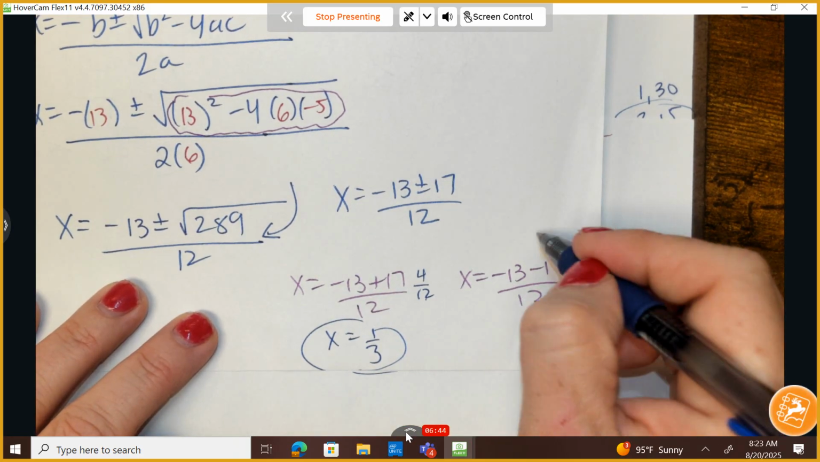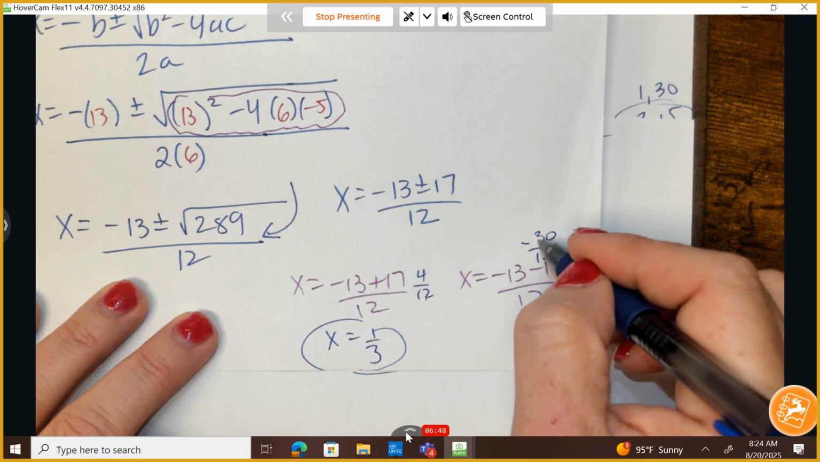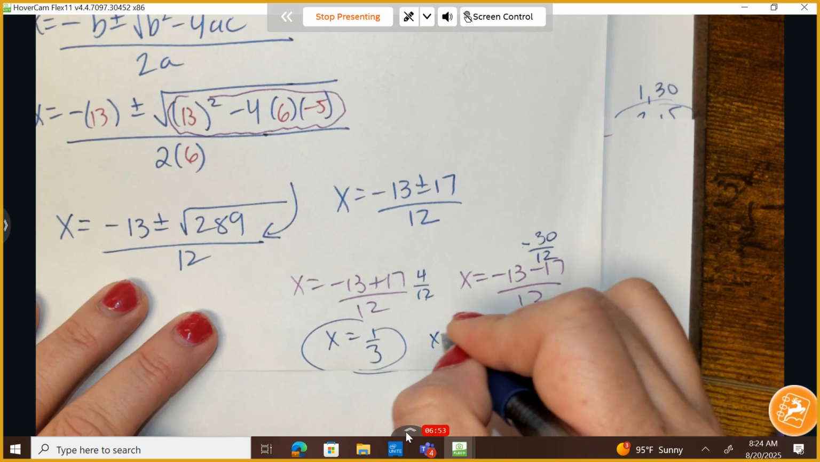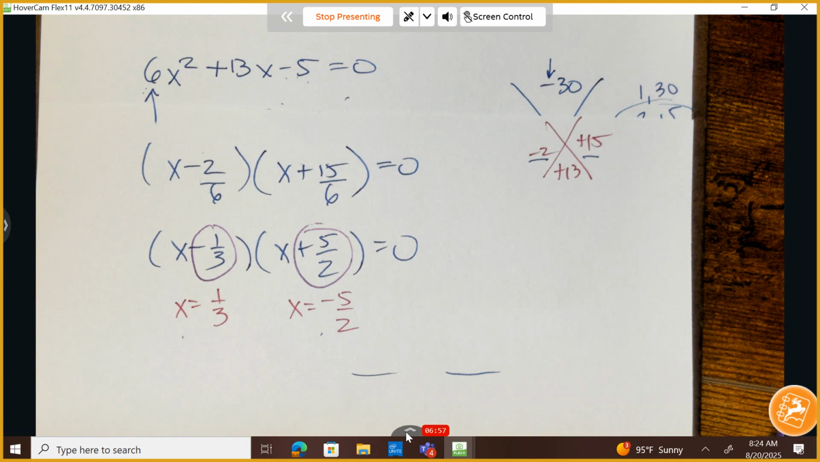-13 and -17 is -30. Oh gosh, we got to reduce this. Let's see, 6 goes into 30 5 times, 6 goes into 12 2 times, and look, it's the exact same answers with all my work that I achieved using the factoring method.